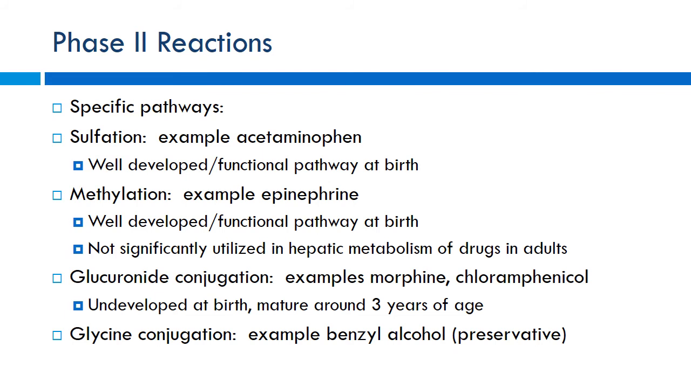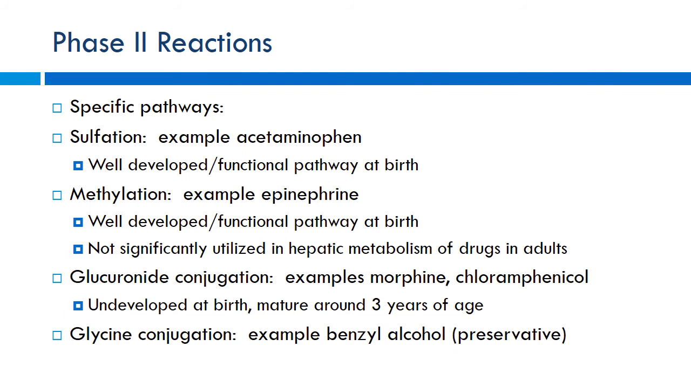Another example is methylation for epinephrine. You're going to find that it can be a very well developed pathway at birth, though it's not going to be utilized a whole lot for the metabolism of drugs in adult patients. So again, you can find some pathways being much more prominent in peds patients versus adult patients.